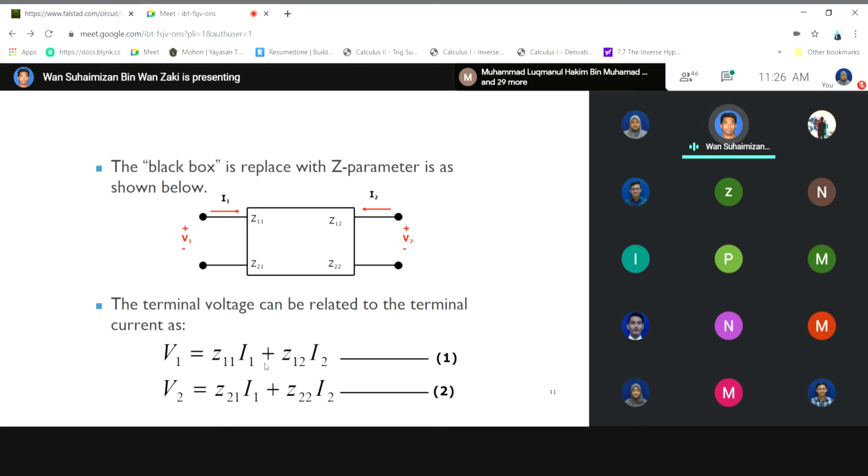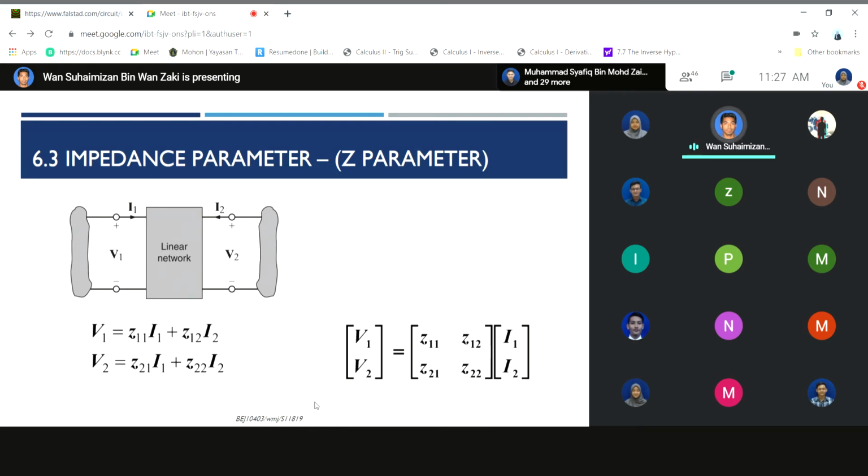So remember all this formula for the Z parameters: V1 equals Z11 I1 plus Z12 I2, and V2 equals Z21 I1 plus Z22 I2. Then in matrix form, we represent V1, V2 equals the matrix Z11, Z12, Z21, Z22 times I1 and I2. If you multiply out this matrix, it will give the same equations.